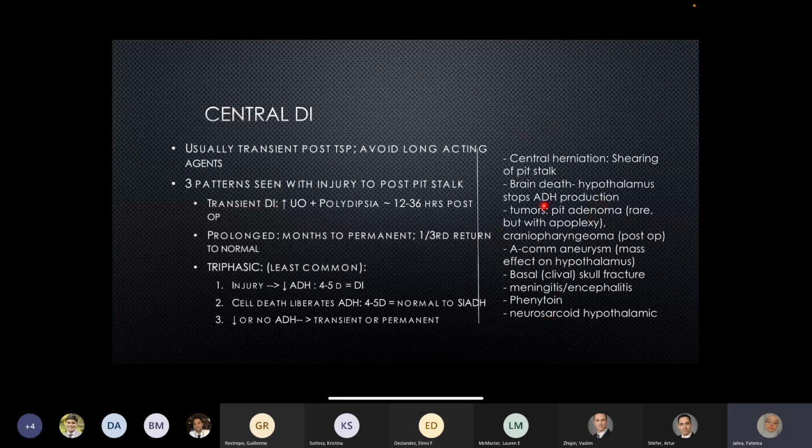Often we have brain death patients on vasopressin drip because they are in DI. We have central herniation. When people start downward herniating, they can shear the pituitary stalk and go into DI. And skull fractures, I've never seen it personally. Phenytoin apparently does it. I didn't know that, and I never saw that. Neurosarcoid.